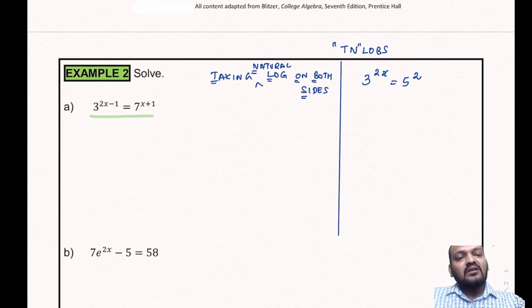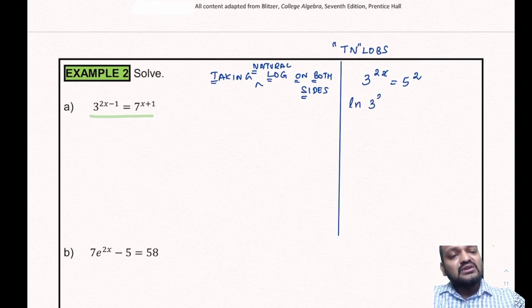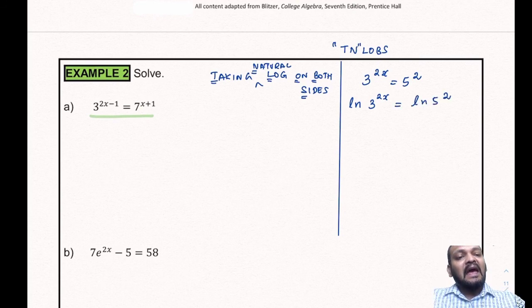So I'm going to take natural logarithms on both sides. When I do that, this is going to be ln of 3 to the 2x equals ln of 5 to the 2. And then we are going to use logarithmic formulas that we learned in the previous section.